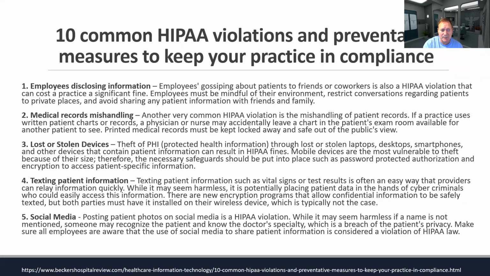10 most common HIPAA violations: discussing information, medical records being mishandled, lost or stolen devices, texting patient information, posting anything on social media. If you saw something at work, please don't put that on Facebook or Twitter or Instagram. You just have to be very careful about what you share about your professional life on what's considered personal platforms, and that is social media.